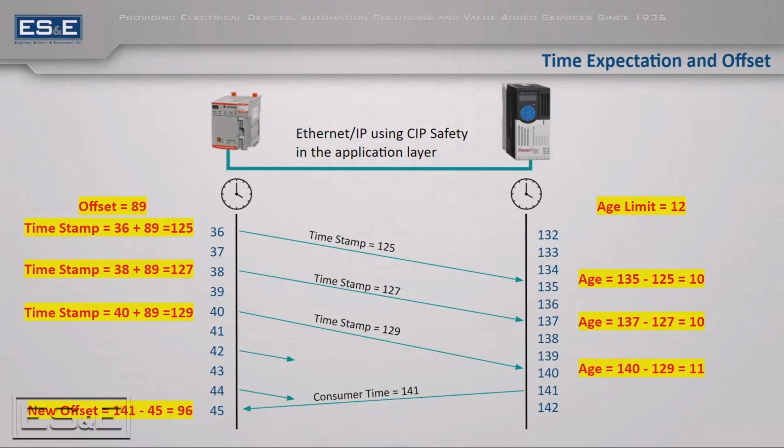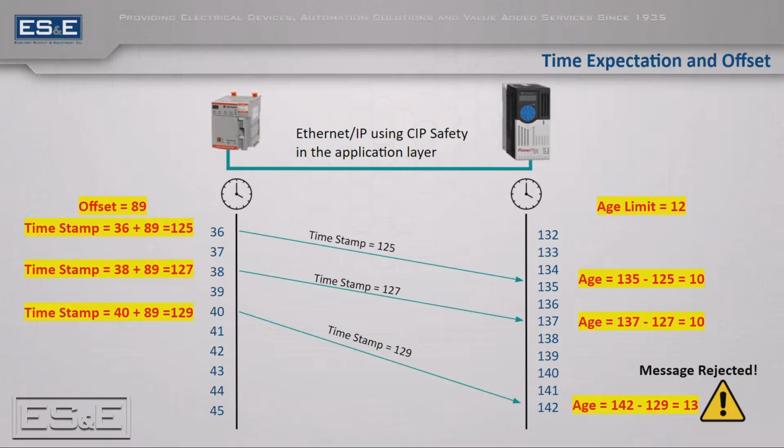So what happens if a packet of information takes too long to get to the target? Well, the age is then compared to the pre-configured age limit, and that information is determined to be too old, and then we transition into a safe state at that point.